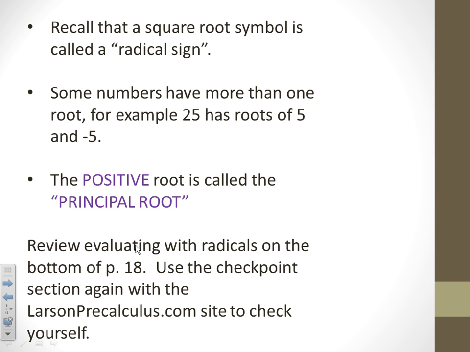Some numbers are going to have more than one root. All of your positive numbers actually have a positive root and a negative root. Oftentimes we're only dealing with that positive root. Our textbook refers to that as the principal root. So if you're ever asked to find the principal root of a number, you're only being asked for the positive. Otherwise, technically, the roots of 25 would be 5 and negative 5. But the principal root would just be the 5.